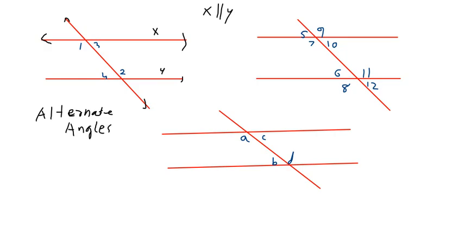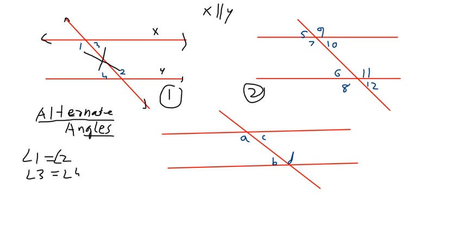So let us first check how we define the angle. Alternate angles means what? If lines are parallel, then angle 1 equals angle 2 and angle 3 equals angle 4. Alternate angles are always equal, right? This is the first diagram. In the second diagram, they are the corresponding angles. If the lines are parallel, then corresponding angles are equal.